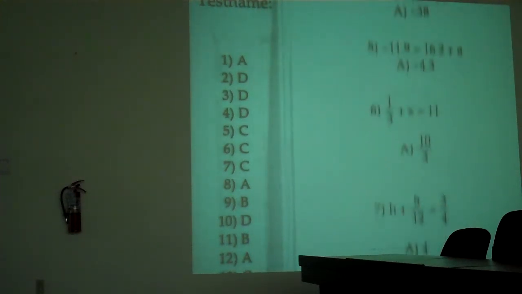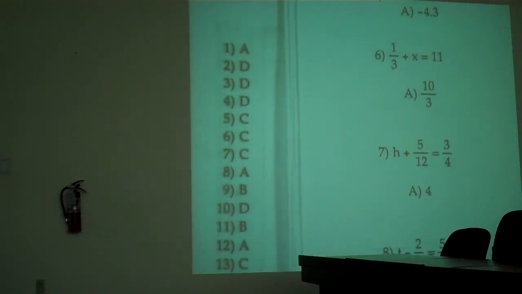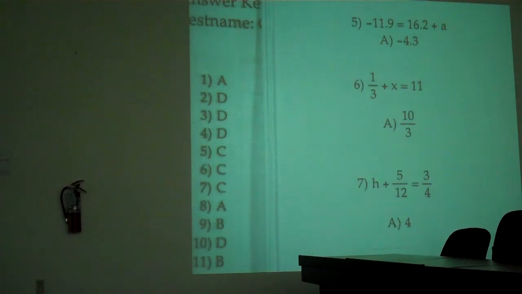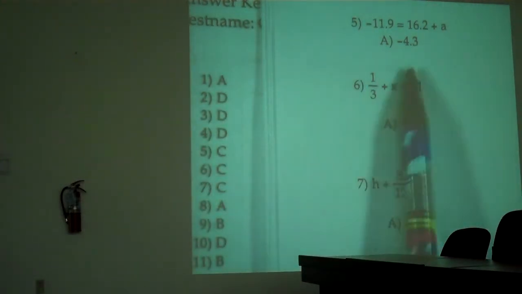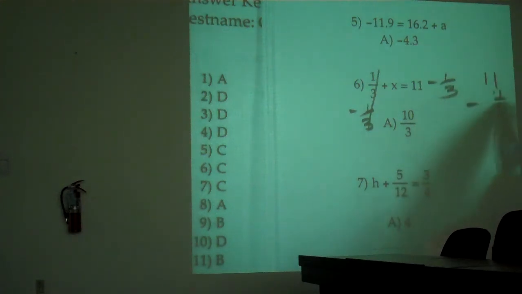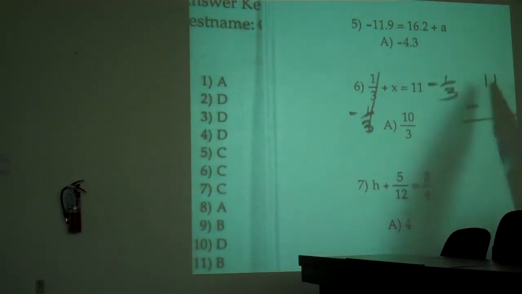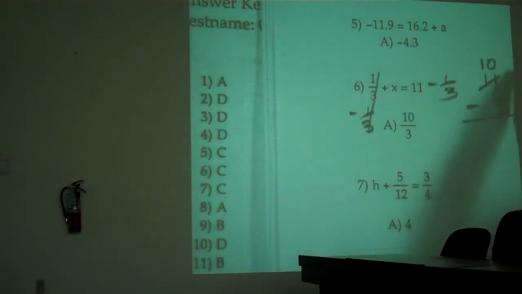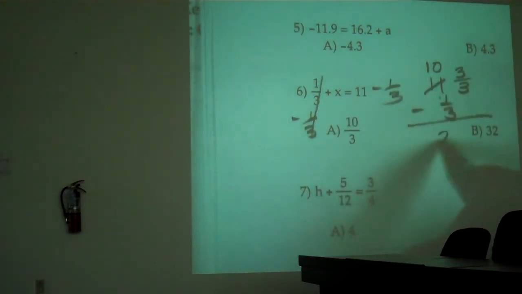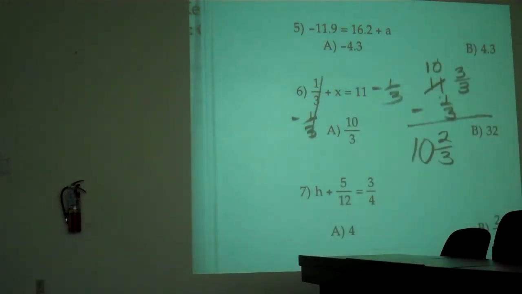Okay. Let's go ahead and do number 6. We'll skip all the way down to number 6. 1/3 plus x equals 11. What are you going to do to both sides? Subtract 1/3. Minus 1/3. So you have 11 minus 1/3. You need to borrow, right? Borrow from 11, make it 10, and make 3/3 over here, so we have something to subtract from. 3/3 minus 1/3 is 2/3. So you have 10 and 2/3.